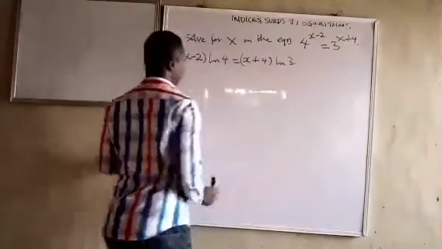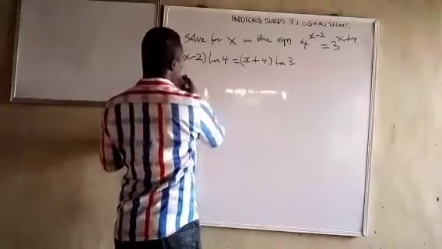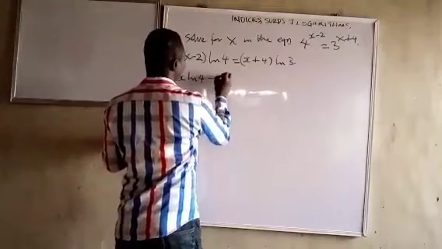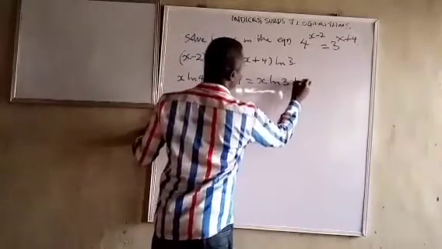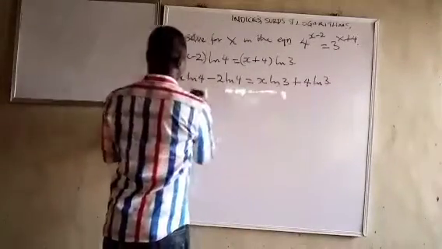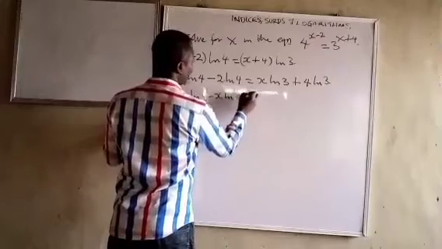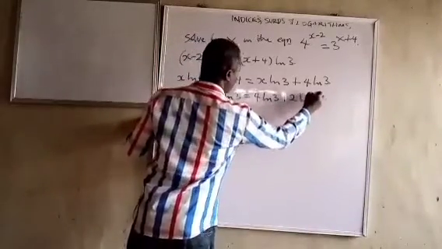Now, we can also do it like this. Okay, let's make it like this. x in 4 minus 2 then 4 equals x then 3 plus 4 then 3. Let's gather the like terms. So we have x then 4 minus x then 3 is equal to 4 then 3 plus 2 then 4.